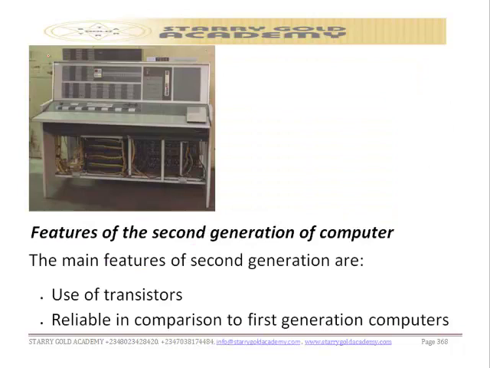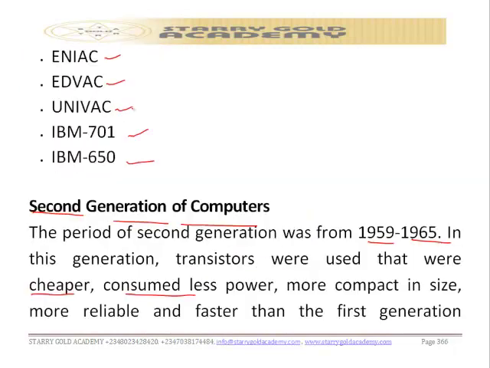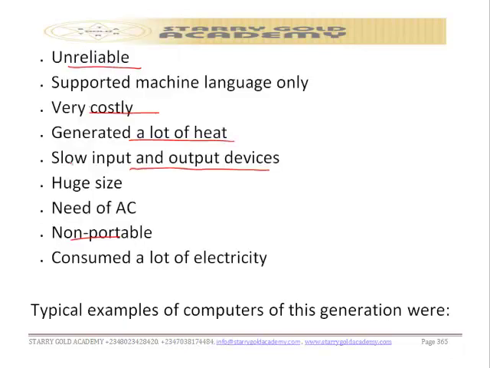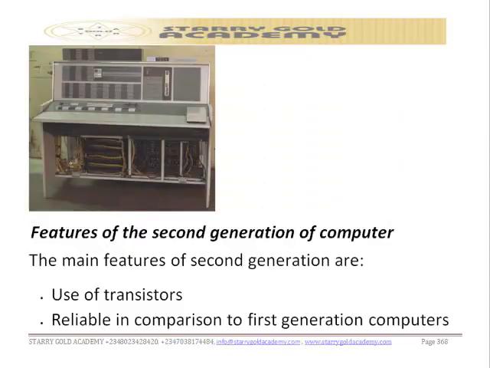Now this is an example of the computer we are talking about, the second generation of computer. This is how it looks like. The one I showed you earlier is an example of the first generation of computer, which emits much heat. But this is an example of second generation computers. It looked this way.